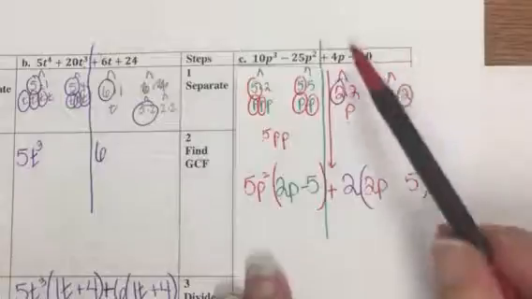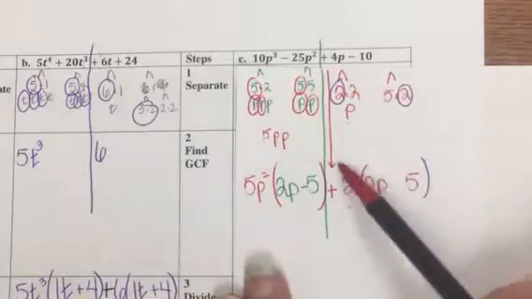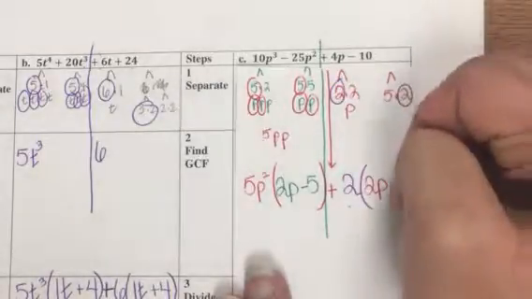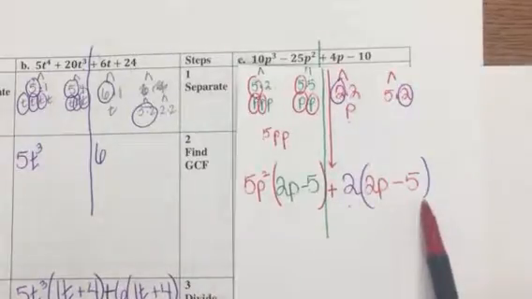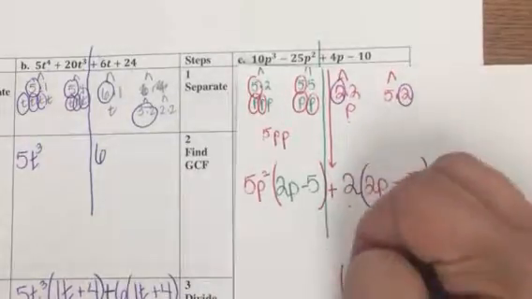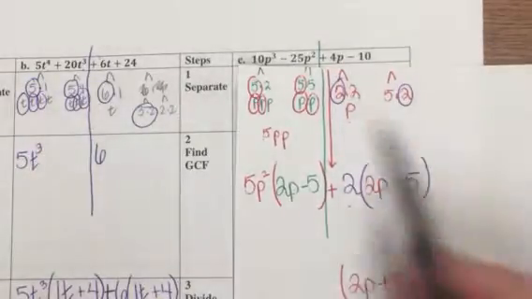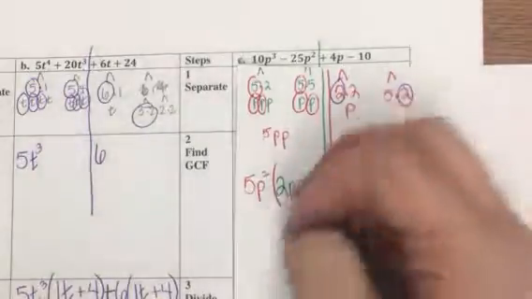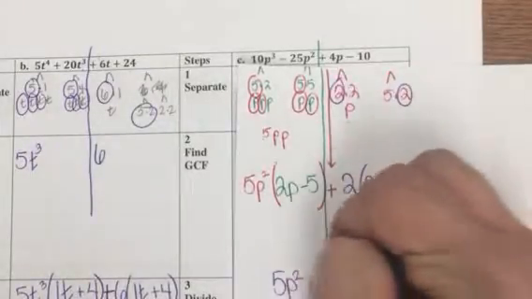Let's check our signs. 4 divided by 2 is a positive 2. Negative 10 divided by 2 is a negative 5. Do my 2 parentheses match? Yes. Therefore, that common parenthesis is 2p minus 5. What are both parentheses getting multiplied by? A 5p squared and a positive 2.